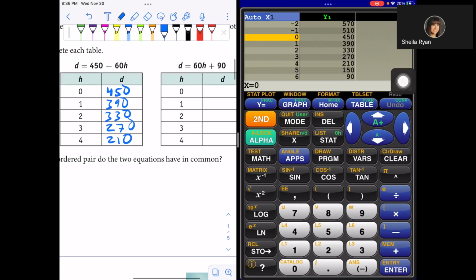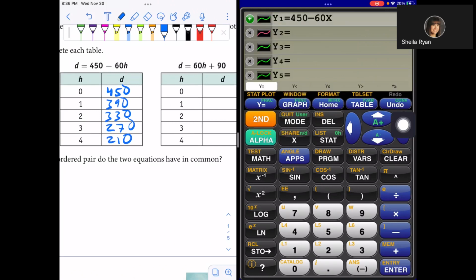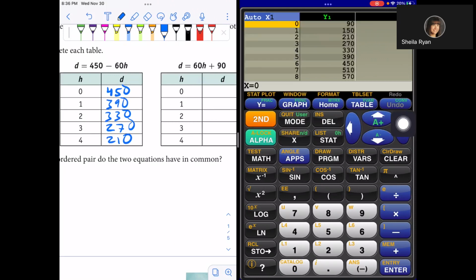Okay, we're going to do the other table as well. So back to your y equals 60x plus 90. So I'm graphing the second one now, and I'll click on that table again. The 0 goes with 90. 1 goes with 150. 2 with 210. 3 with 270. And 4 with 330.